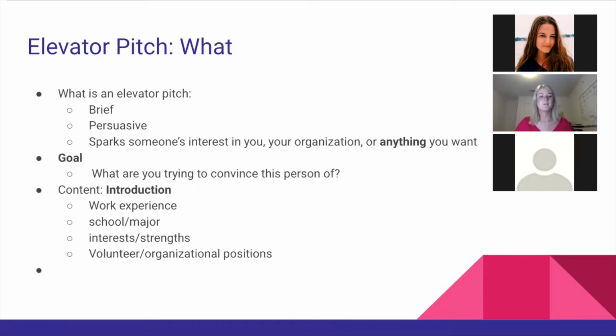After you know the goal of your elevator pitch, this is where the content comes in. So in the case of an initial phone screening with a potential employer, here you're going to want to put your relevant work experience. If you're a student, what's your major? What are your interests and strengths, and what are any volunteer positions or organizations that you're a part of? So you're just going to want to quickly highlight any notable or relevant things about yourself.